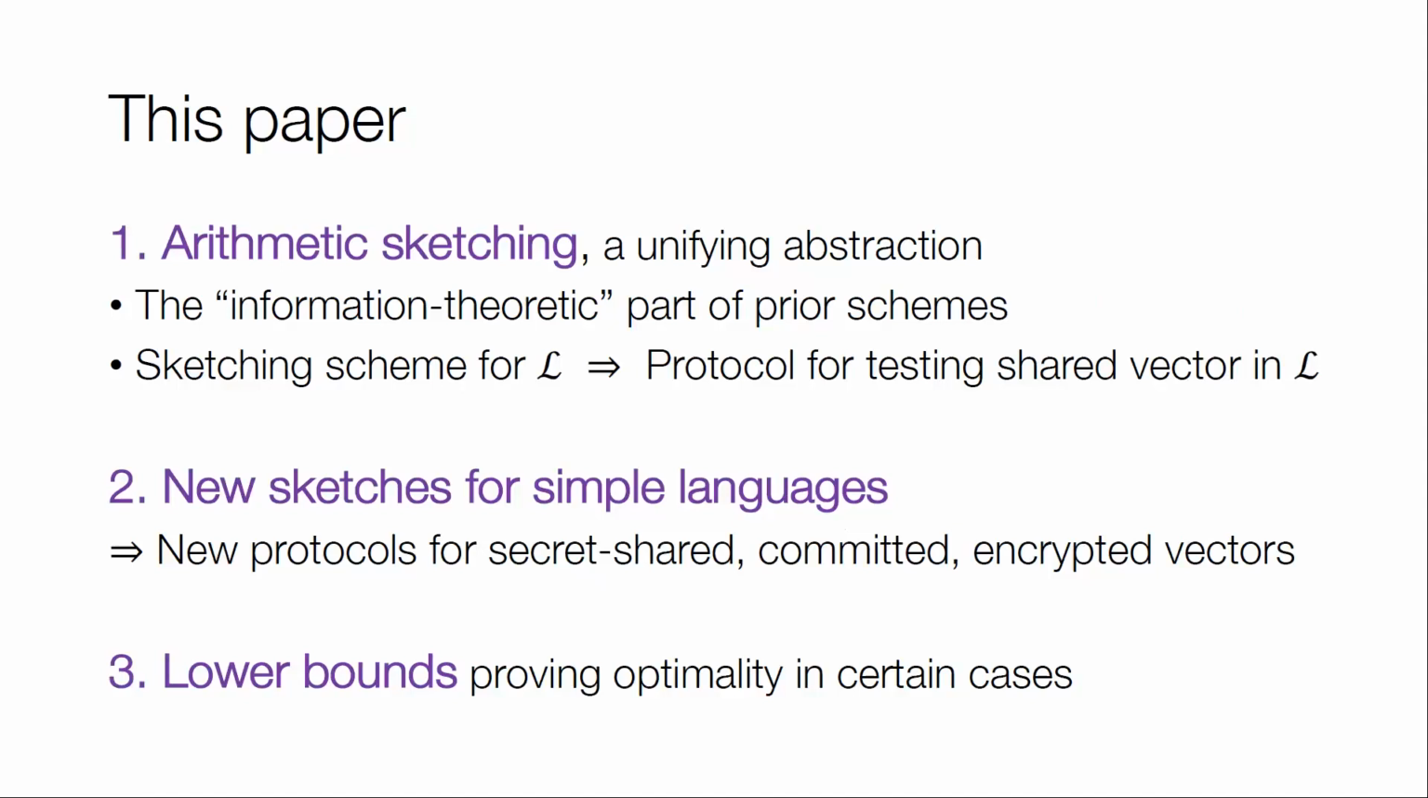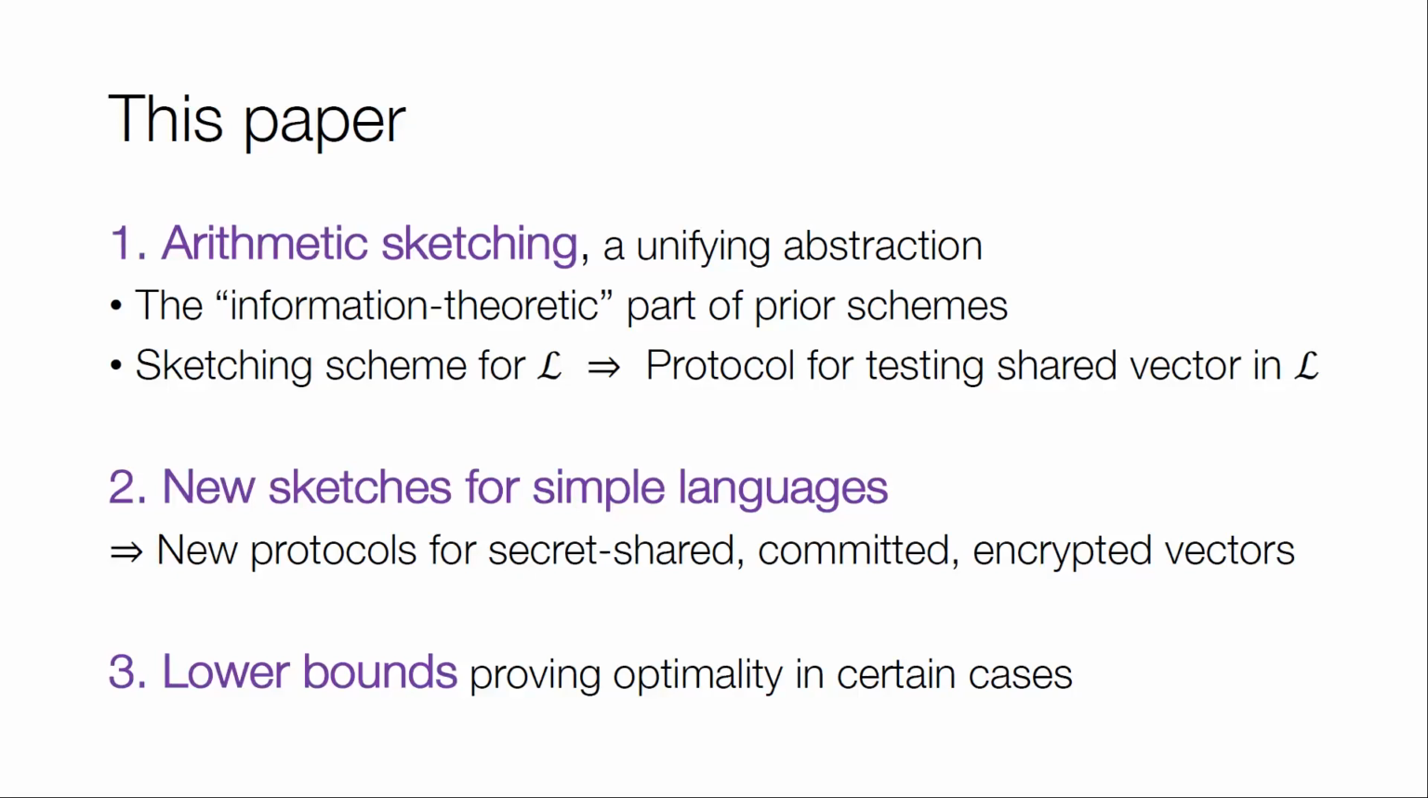The first thing we do is we give a new abstraction called arithmetic sketching that tries to capture the core of all of these prior schemes that are in the literature. You can think of it as the information theoretic components of these cryptographic protocols. What we show is that if you have a sketching scheme for a language L, then you can compile that sketching scheme into a multi-party protocol for testing whether a secret shared vector is in some language. And I won't be talking about it, but these similar ideas apply when you have a committed or an encrypted vector with a linearly homomorphic scheme. So that's the first thing, the new abstraction.